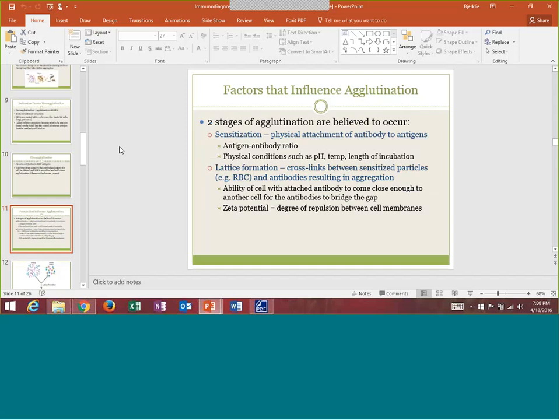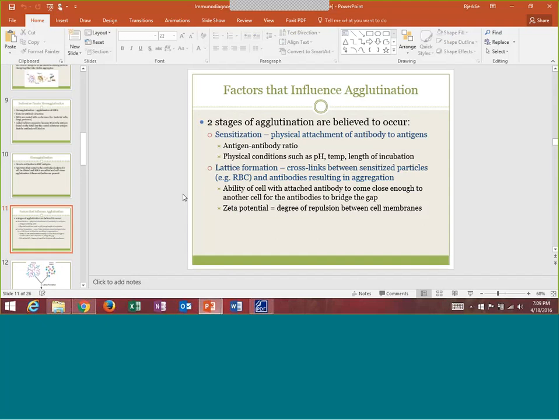All right, so factors that are going to influence agglutination. So there's always two stages for agglutination to occur. The first stage is what we call sensitization. This is where your antibody will actually attach to your antigen. So they bind together. And then the second stage is that lattice formation where a bunch of them start cross-linking together to make it visible. So those are the official two stages of agglutination.